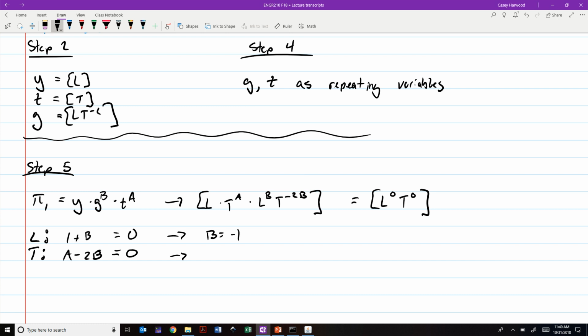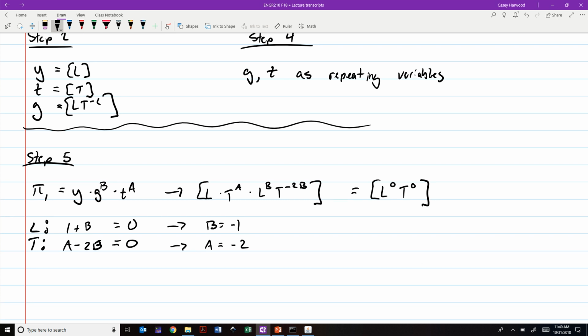And if we plug that value, -1, in here, a ends up being 2. Negative 2. Which means that pi 1 is equal to y over g t squared. Okay.